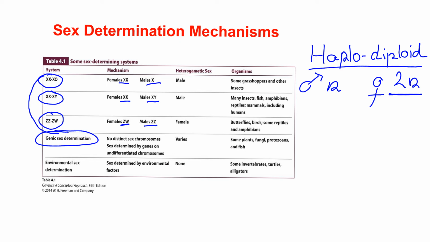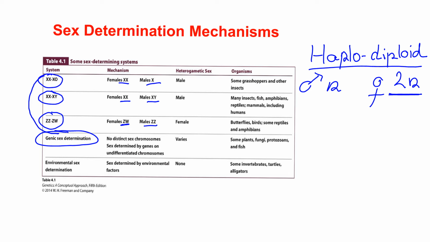You can find this system in plants, some protozoans, and some fishes. Now, keep in mind that even in chromosomally determined sex systems such as XX/XY, it is actually genic sex determination, because it is a gene or genes localized on that particular sex chromosome, the Y chromosome, which determine maleness, and which are involved or responsible for sex determination.